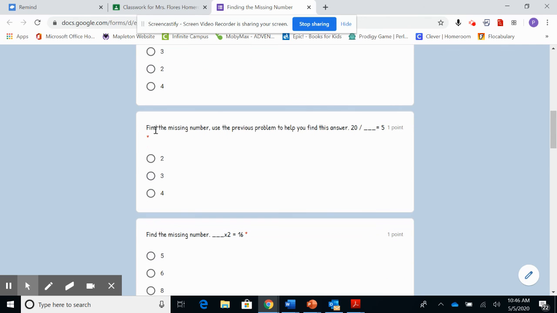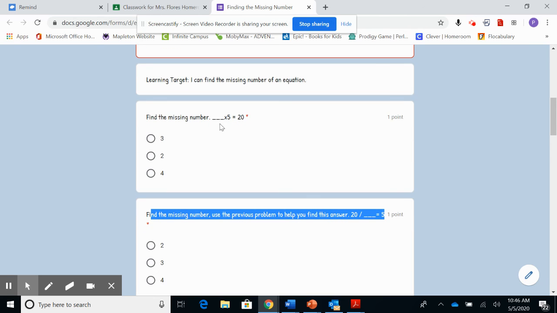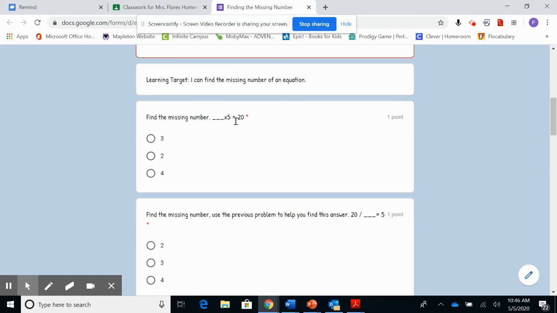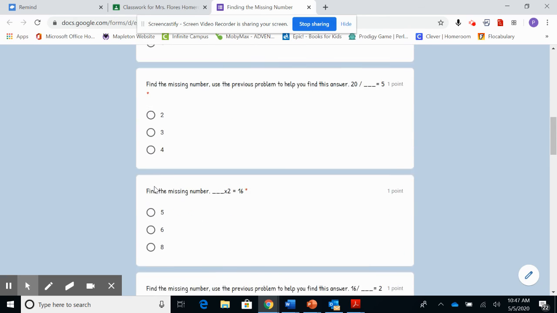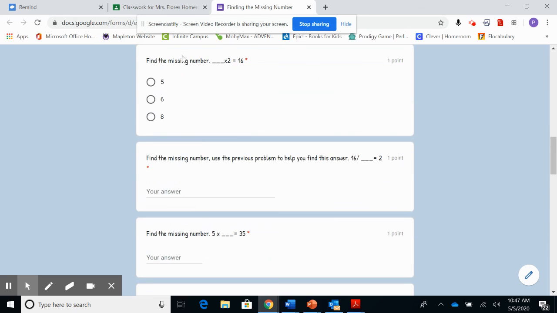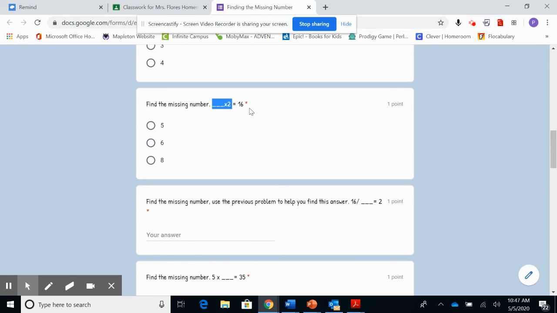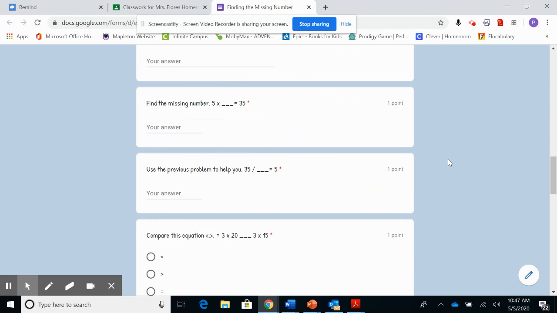And then here it says, find the missing number. Use a previous problem to help you find this answer. So we're going to go back. This is the same thing I was talking about. So what times 5 equals 20? And here, 20 divided by what equals 5? You'll select the right answer. And then you'll have a few more problems that are similar to that. So you'll have to find the blank first. And then here you have the inverse division problem.